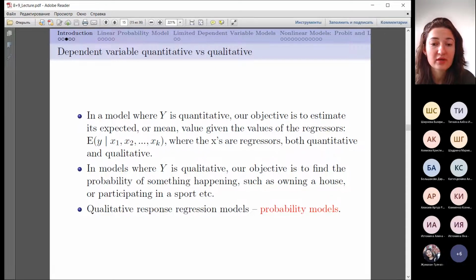For example, owning a house. Yeah, here so you can read this example. So if the person owns the house, your dependent variable equals 1, and you want to find the effect of different factors such as age, such as income, such as, let's say, region, such as the number of persons in the household, and so on. How do these factors change the probability that the person will have the house, the home, maybe the apartment, not exactly the house. So this is the main difference, of course, the first one. And because of this, qualitative response regression models are probability models.